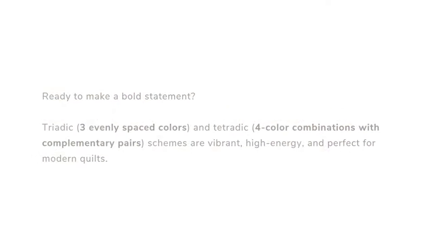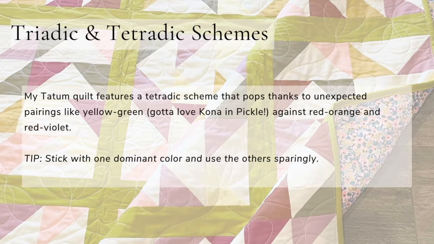And so my Tatum quilt pattern usually follows this color scheme. And it has some unexpected pairings. So in the blocks and the flying geese, it's primarily reds and oranges, reds and violets, and then that sashing is a yellow green. It's Kona Pickle, and it really adds a huge pop for the eye.